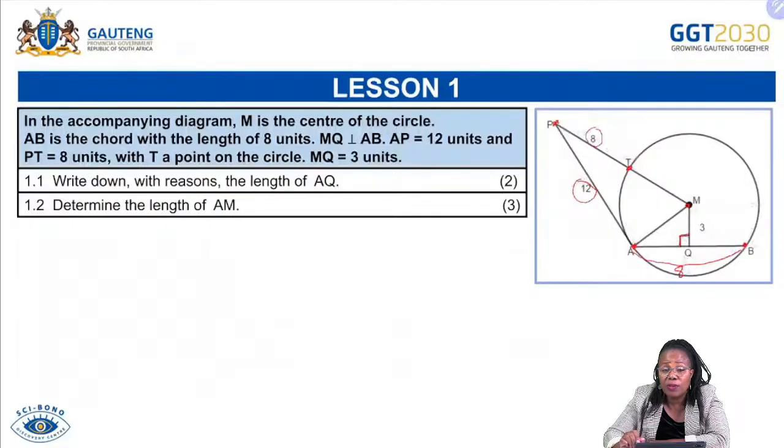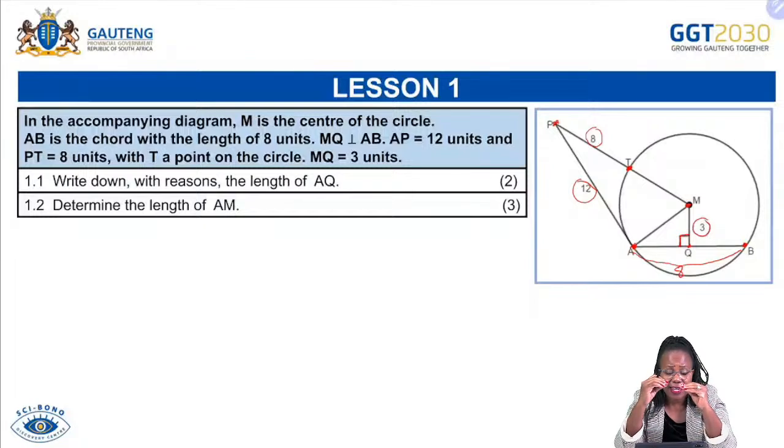So the misconception is that most learners will think that 8 is for the whole of PM. That is why it's important to read the statement to ensure that 8 is only for the PT part, okay? And then T is a point on the circle. And then MQ is 3 units. The MQ side is 3 units. That is indicated. That means now, grade 12, all the information in your statement is indicated on the diagram.